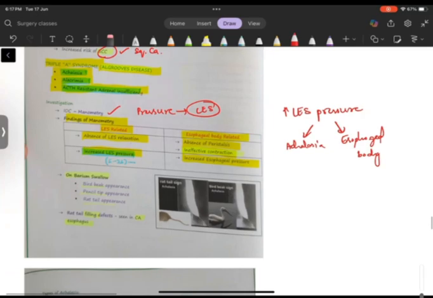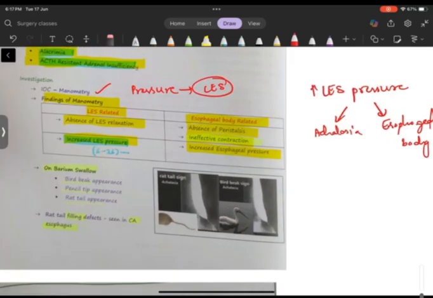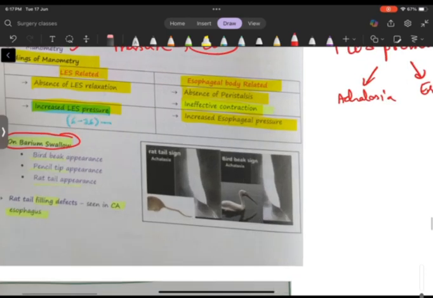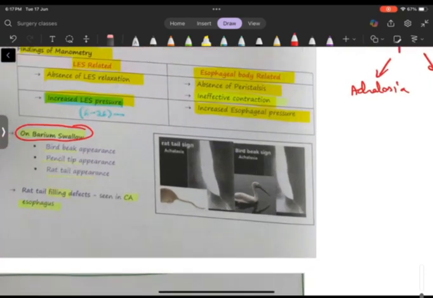Okay, so one is manometry. Another investigation we can do is barium swallow. We will give the patient barium along with fluid like water, and ask him to consume it, and while he is swallowing, when the liquid or food we have given is traveling through the esophagus, we'll take an x-ray. On that barium swallow, how will the esophagus appear?